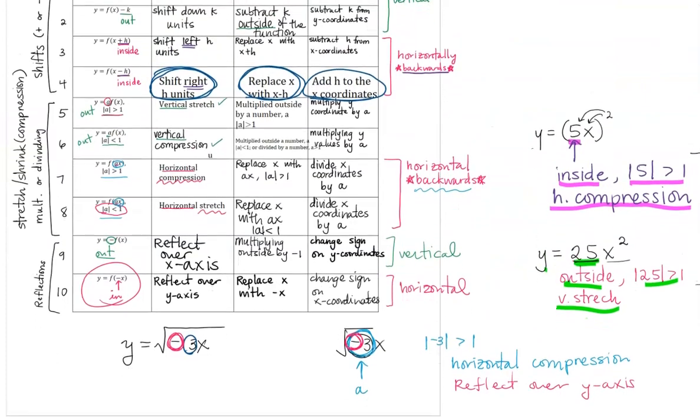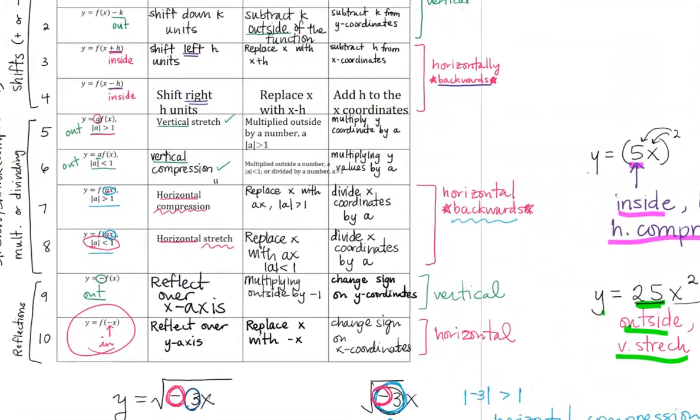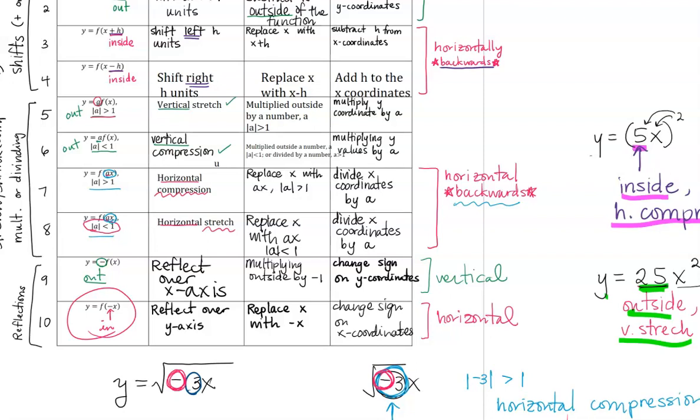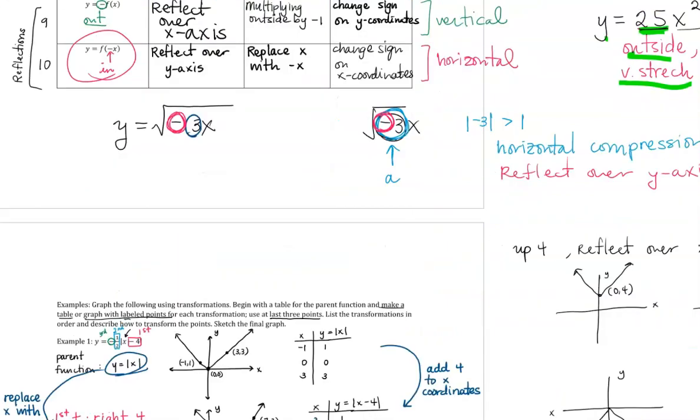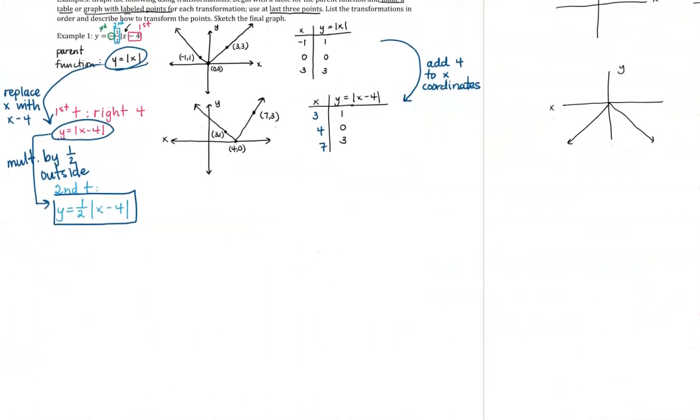So now I'm going to go up to my table, and I'm going to look for where I am multiplying by a number on the outside of the function, a number whose absolute value is less than 1. And that's happening right here in number 6. Multiplied outside by a number whose absolute value is less than 1. So I know that we have a vertical compression, and we will get our new table by multiplying our y values by a. And in our case, a is 1/2. So what transformation is this? This is a vertical compression, or you could say that it's a vertical shrink.